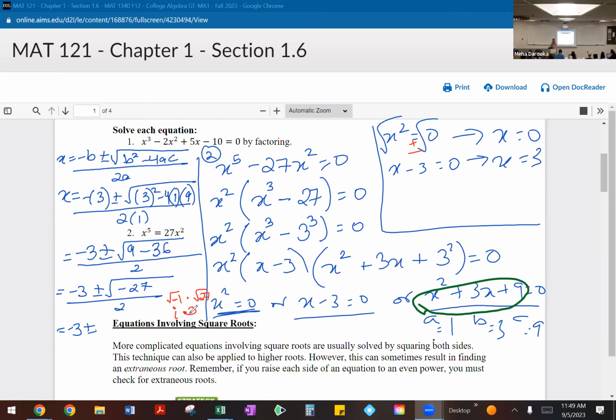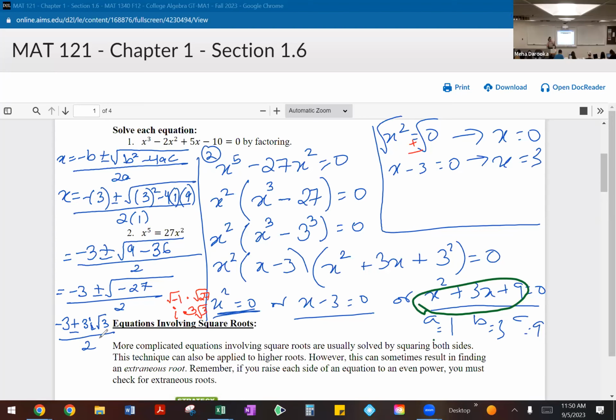Yeah, Daniela, very nice, that is perfect. And then of course, one of the 3 stays inside the radical. So this will actually end up becoming -3 plus or minus, and the way you write it would actually be 3i square root of 3 and the whole thing divided by 2.